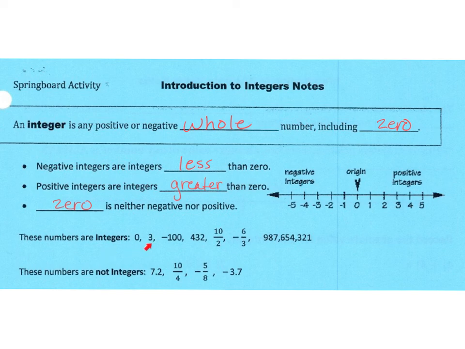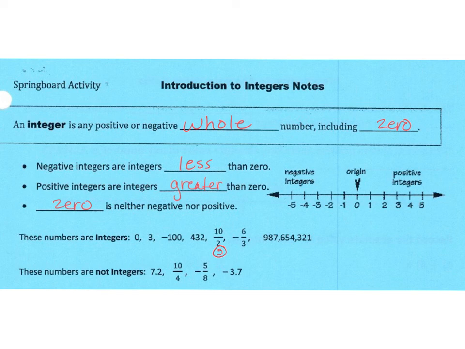So 0 we know. 3, it's a whole number, it's positive. Negative 100, it's a whole number, but it's negative. 432, a whole number. But why is 10 over 2 an integer? We said no fractions. Well, what does 10 over 2 really mean or turn into? That's 10 divided by 2, and we should know by now that that's really 5. So 10 over 2 represents the positive number 5.